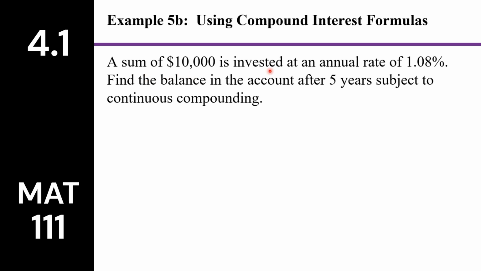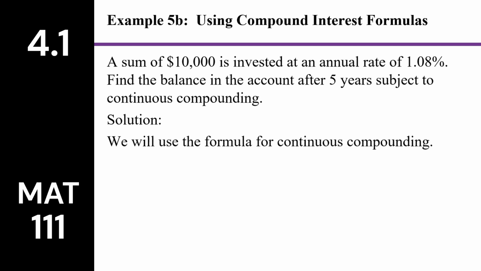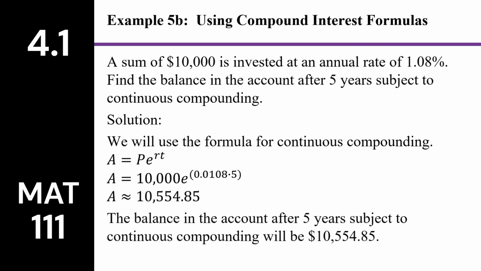We have the same principal, the same interest rate, and the same length of time, but this time it's going to be continuous compounding. So we'll use our formula for continuous compounding, which is A equals P times e to the rt. We substitute in our values. Again, note that 1.08% we write as a decimal, so 0.0108, and we multiply that by the 5 up in the exponent. So the balance in the account after 5 years will be $10,554.85.